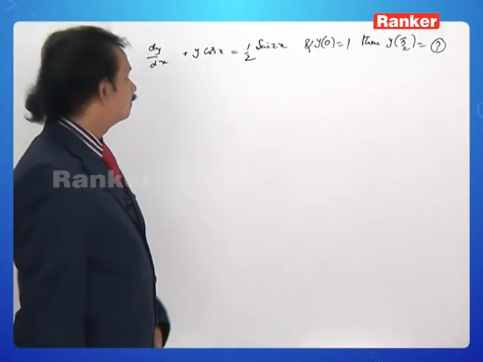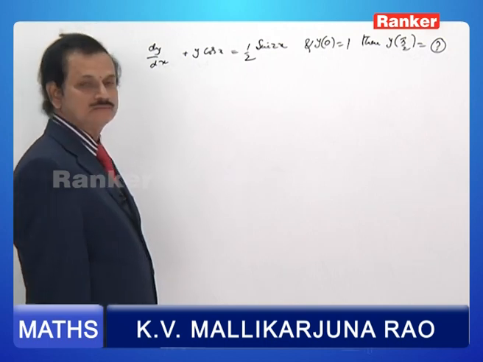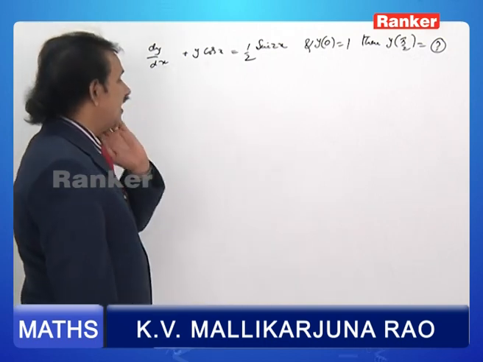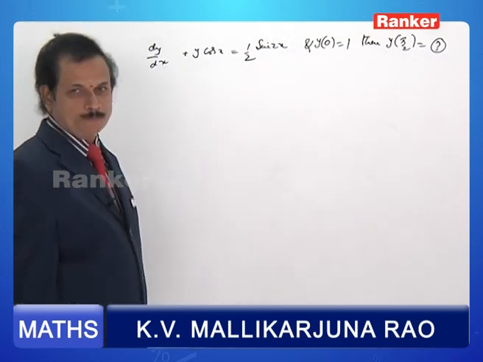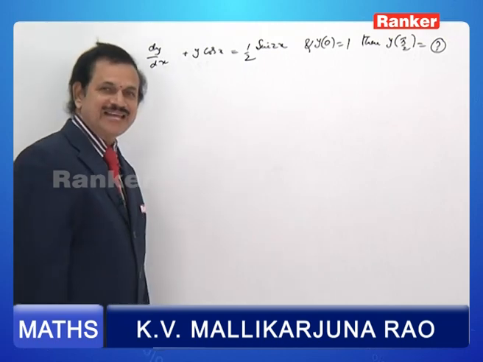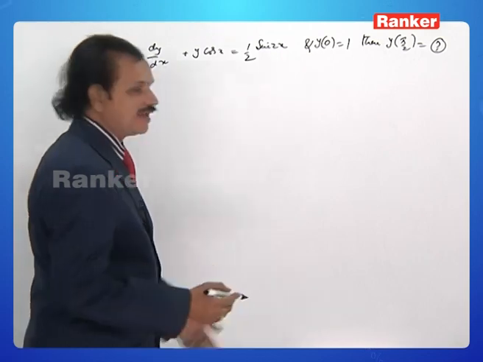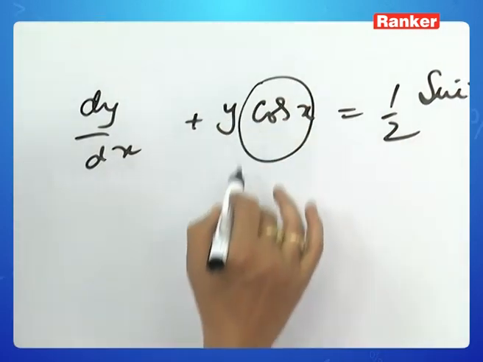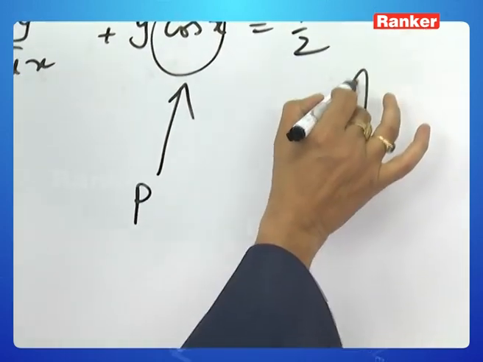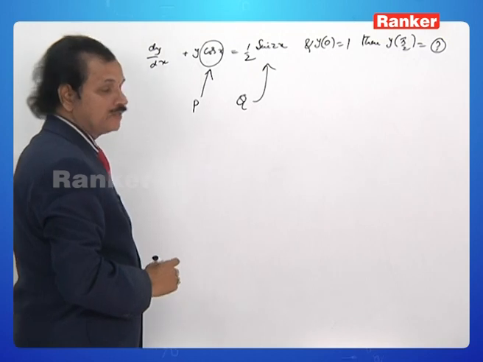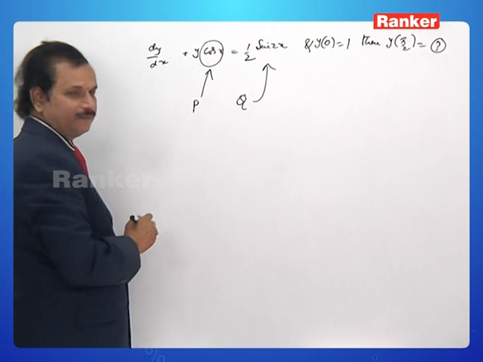Observe the next question. dy by dx plus y cos x is equal to half into sin 2x. And y at 0 is 1. Using this one, find y at pi by 2. Okay, we are very lucky. Why? Because the given equation itself directly is linear in y. And in the place of p, we have, what is p? Cos x. What is q? Half sin 2x. Isn't it? Okay, look here. Is clearly linear in y.